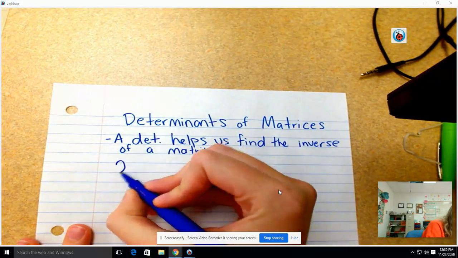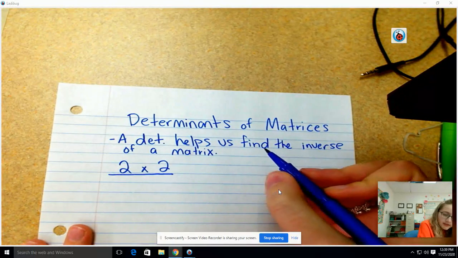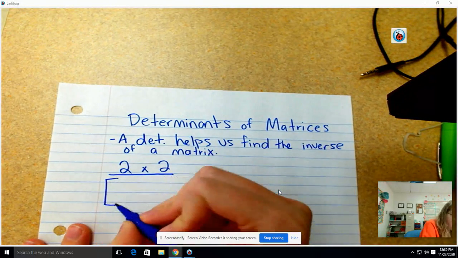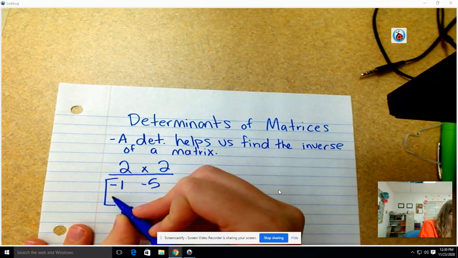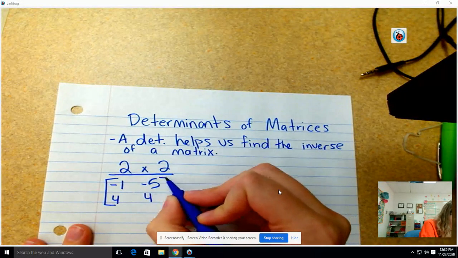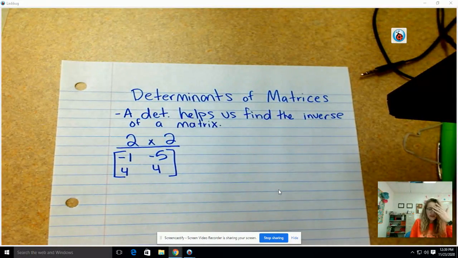So when we're dealing with 2 by 2 matrices, we're going to have something like this. We're going to be given this matrix with 2 rows, 2 columns: -1, -5, 4, and 4. So that is our matrix, and we are asked to find the determinant of that.